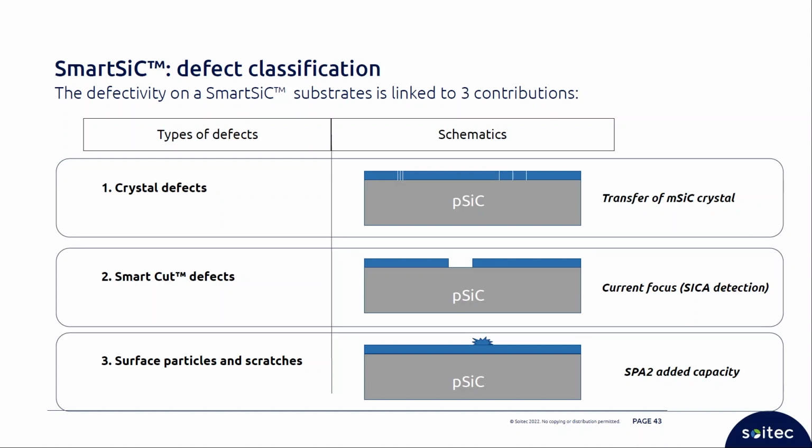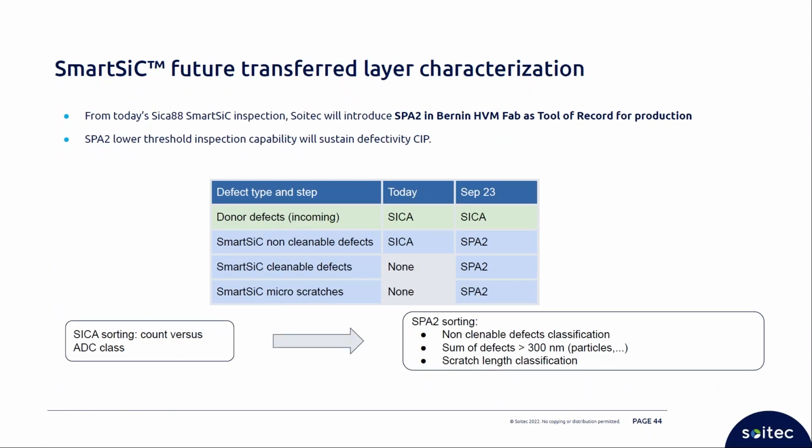Last but not least, we have the crystal defects and the SmartCut defects. We need to take care of the surface defects, the micro scratch. This is something which is difficult to observe with the SiC. So that's the reason why we move in the coming months to SPA2. SPA2 will open a path for low threshold inspections. For the moment, as I mentioned before, we are doing SiC with most specifications.